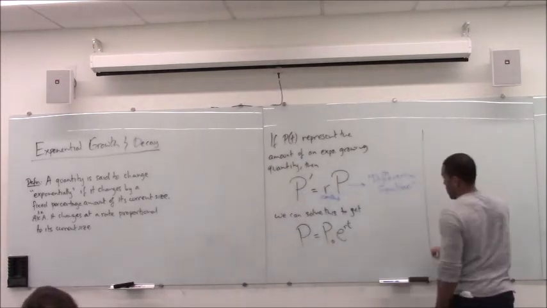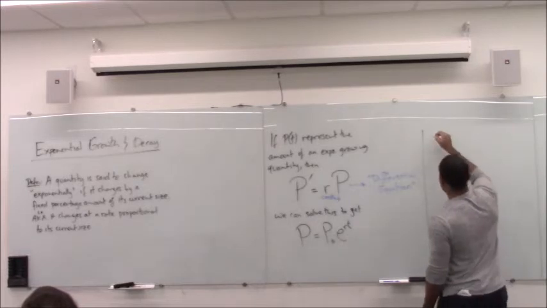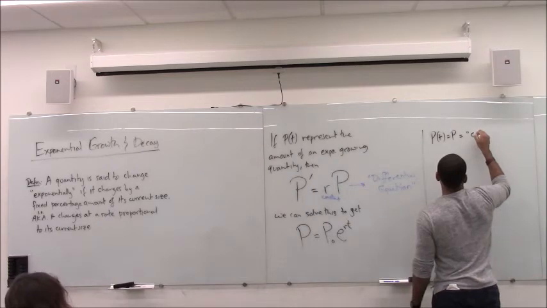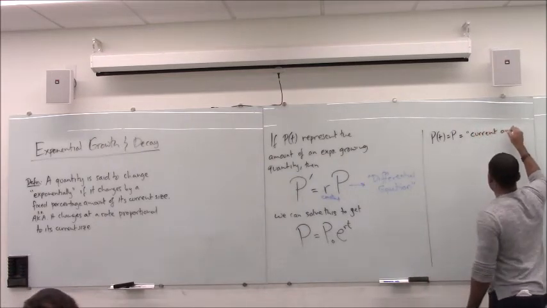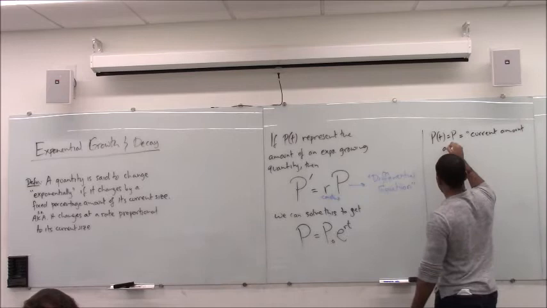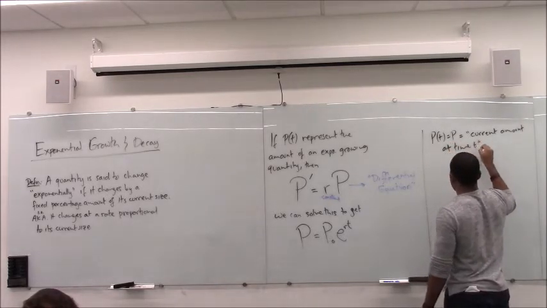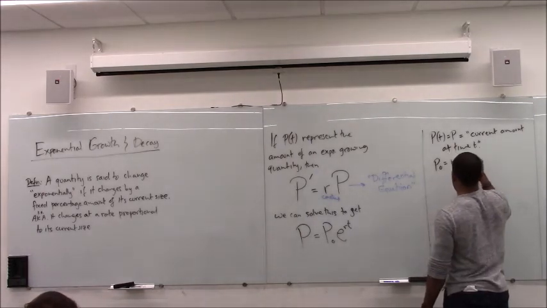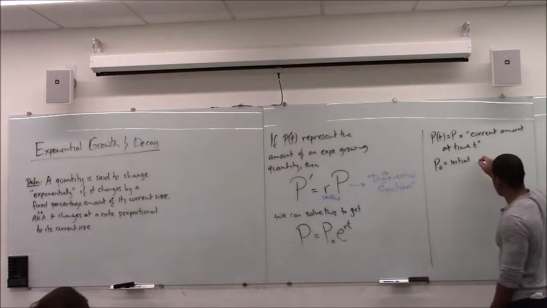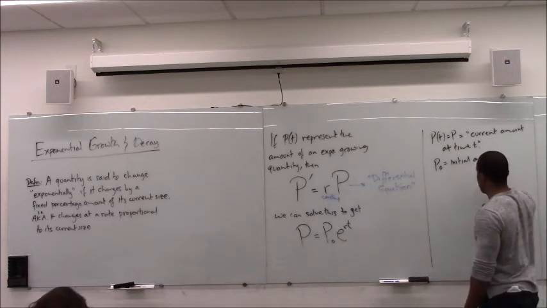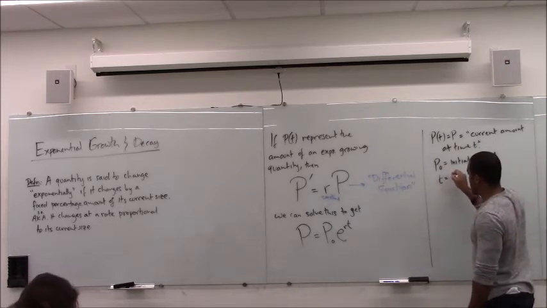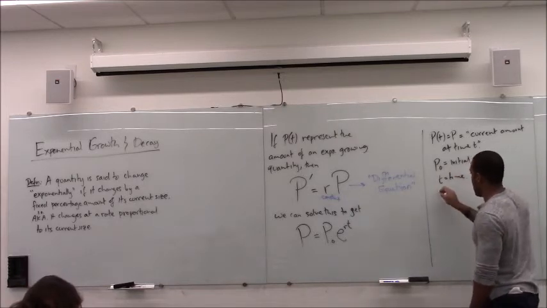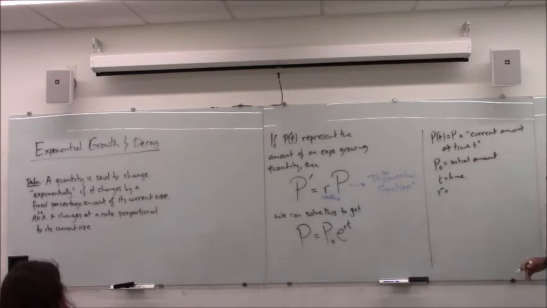Now, in this formula, you need to know what the pieces are. So P of t, which I wrote as P here, is the current amount at time t. P naught is the initial amount, so however much you started with. t is of course time. This is going to be very important here.